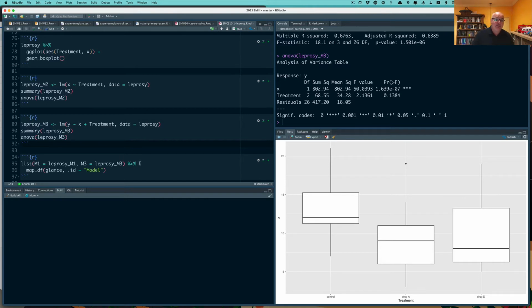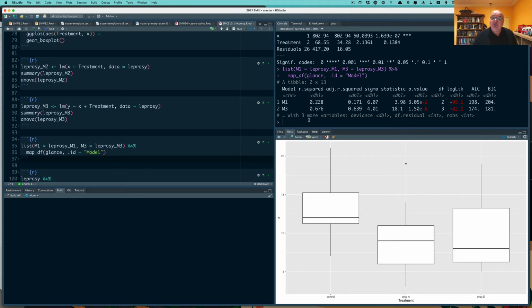In fact, we can actually compare and say, well, which is the better model? And if we go and look at, for example, AIC, we can see that model 3, the one that has both the treatment and the previous leprosy in there, is more significant. You can explain a lot more of the R-squared. So the biggest predictor of leprosy is the leprosy you started off with.